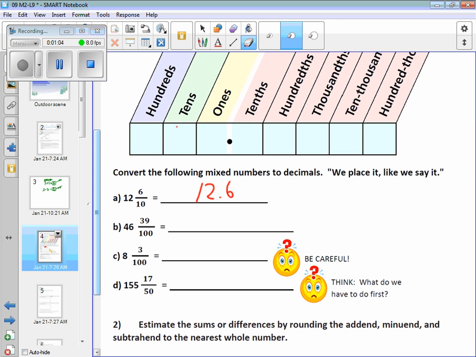How would you say it? Jen. Remember, the word and is the decimal. So 46 and 39 hundredths.